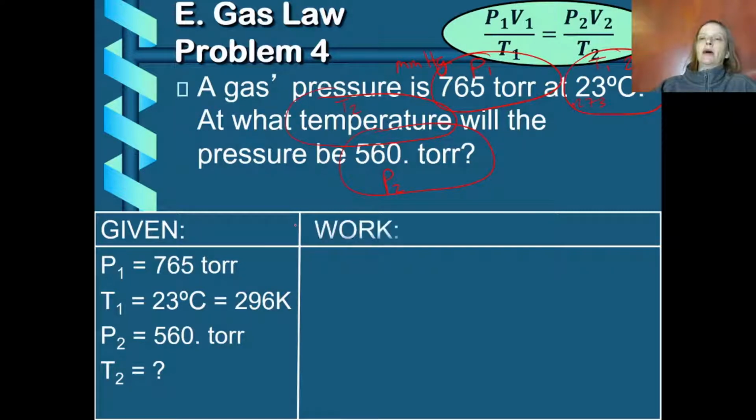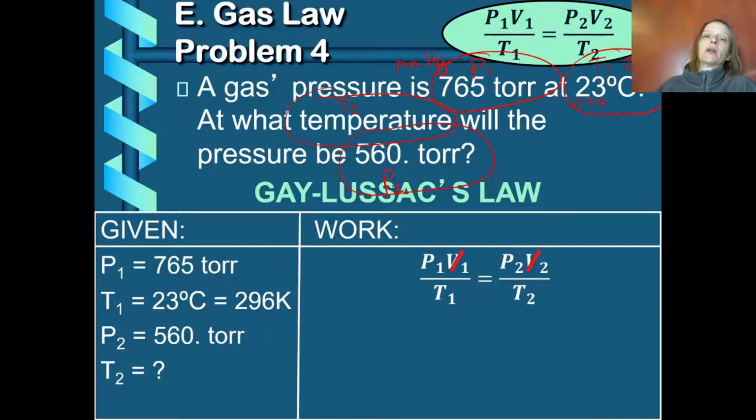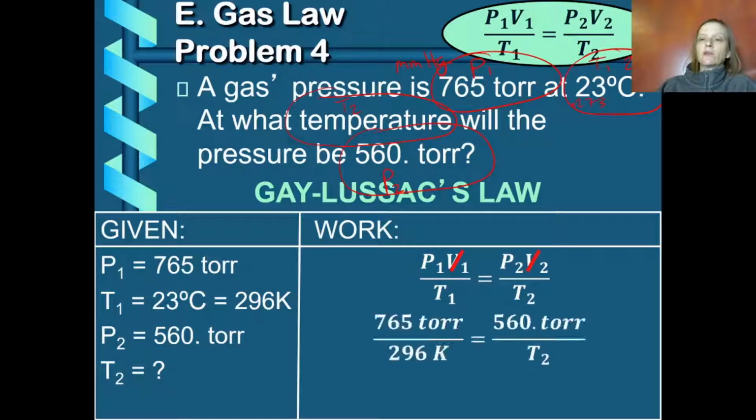So I write down my combined gas law. And in this example, I wasn't given any information about the volume, so I can cancel out the volume and ignore it for this problem. I am left with Gay-Lussac's law. I can plug in my pressure values and my temperature values. So 765 goes on top for P1, 296 goes on the bottom. Pressure 2 is 560, and temperature 2 is what I'm trying to solve for.